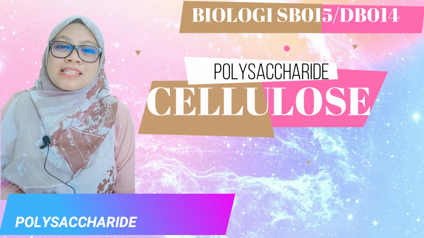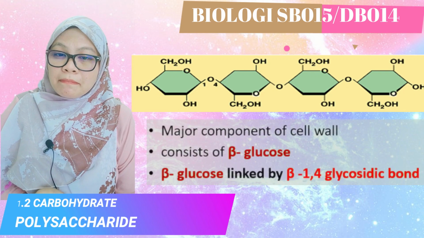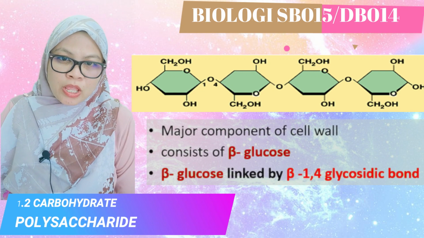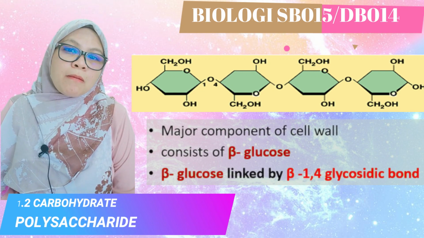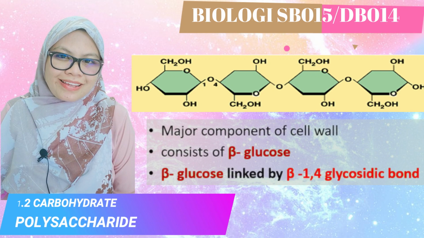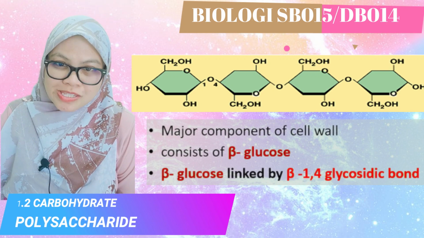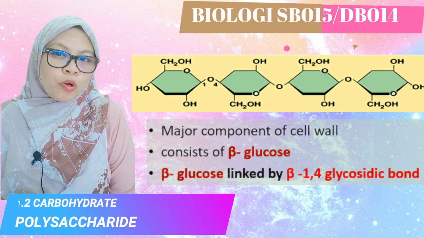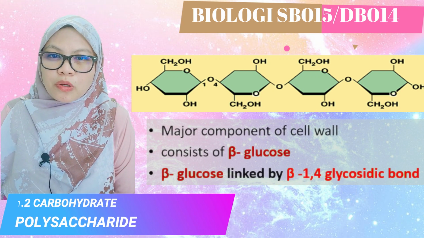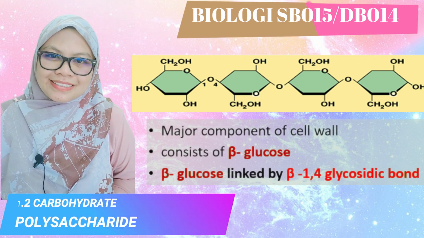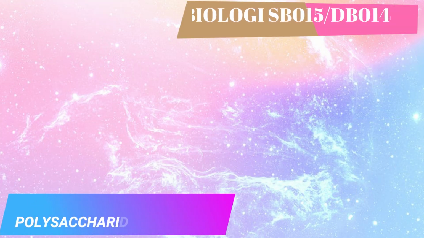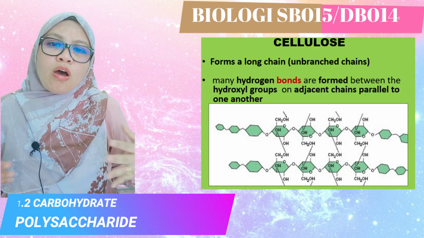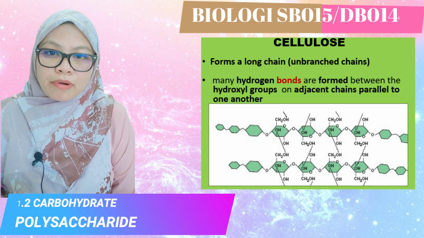Number 3, cellulose. Cellulose is the major component that makes up the cell wall of the plant cell. This cellulose is made up of the monosaccharide beta glucose. Beta glucose is held together by a bond called beta 1,4-glycosidic bond. For cellulose structure, they are present in a long chain which is unbranched.